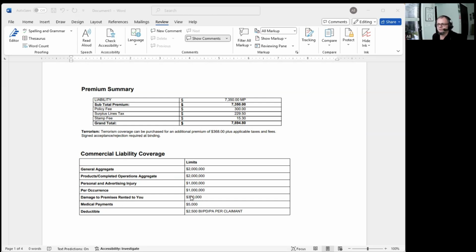Damage to premises rented to you is at $300,000. Sometimes it's 100, sometimes it's 300, sometimes it's 50. There are certain states where that limit doesn't even matter. They just include it. And then you have medical payments of $5,000. That's like a goodwill coverage. If the claim went over $5,000, it would tilt over into the personal and advertising injury section. So this is somebody who trips over your ladder on the job site, sprains their ankle, goes to urgent care, something small. You have a deductible of $2,500 per claimant. Again, we're still within relatively normal. There are a lot of policies we can do that don't have a deductible, but this is not crazy.